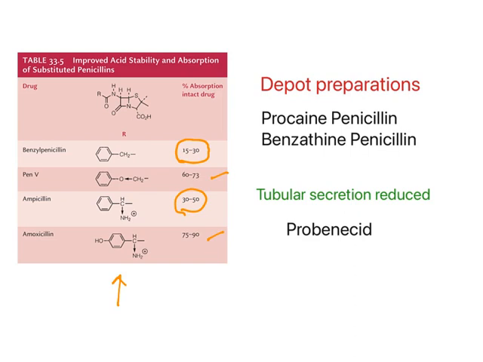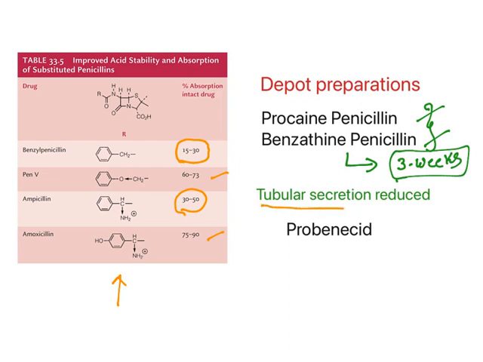Now, along with all the penicillins, some newer penicillins like depot preparations are made, like procaine penicillin, benzathine penicillin. They have a much longer duration of action. In fact, benzathine penicillin is the longest acting penicillin. It will be there in the human body for 3 weeks. Next, all the penicillins are excreted by tubular secretion. This tubular secretion can be reduced when people take probenecid along with penicillins. So, the duration of action is increased by administering probenecid also.